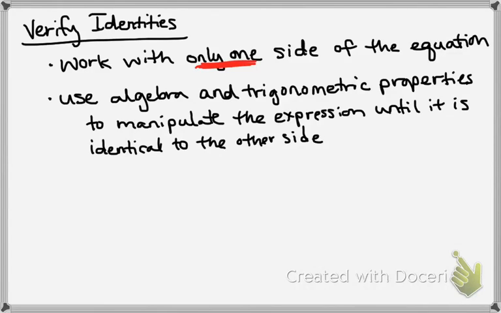You pick one side to work with and you stick with that side until, like the second bullet says, use the algebra and the trigonometric properties to manipulate that one side that you picked until it is identical to the other side. So you're picking one side, taking your identities and simplifying it until you get what is on the other side. So never ever cross anything across the equal sign.